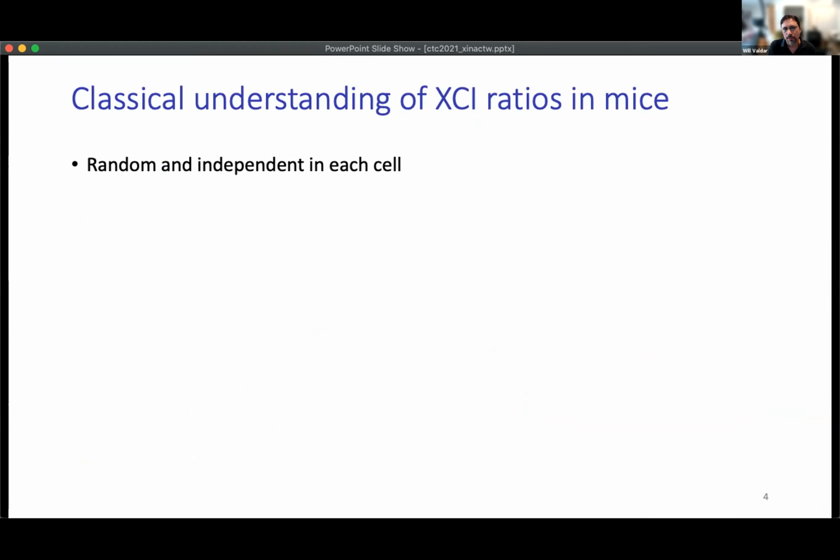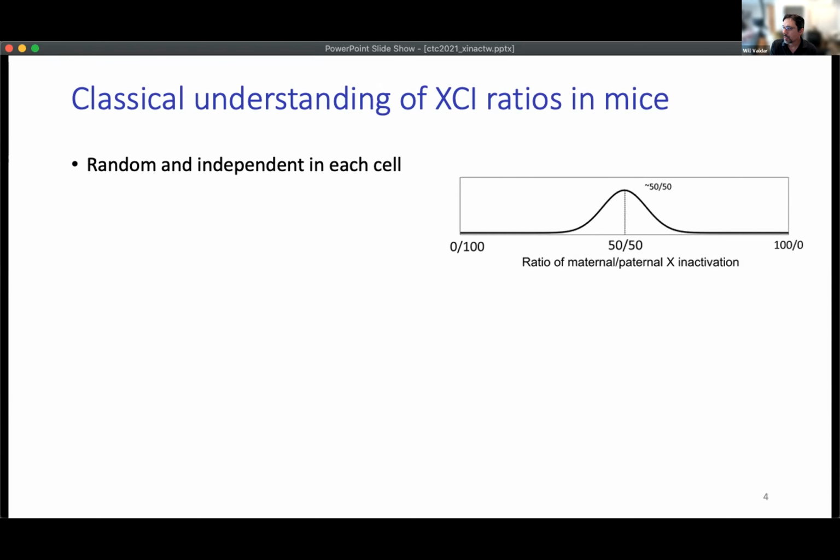So the classical understanding of X inactivation ratios, which is really the proportion of inactivation of one of the chromosomes versus the other, is that it's random and independent in each cell. And such that if we had a population of females and for each one we looked at their cells and we looked at the proportion where they inactivate one chromosome versus the other, those overall proportions would vary, but they would vary in a distribution that looks like this, that's centered around 50-50.